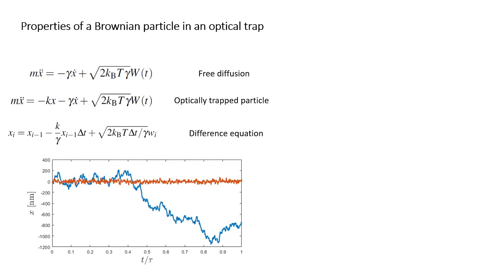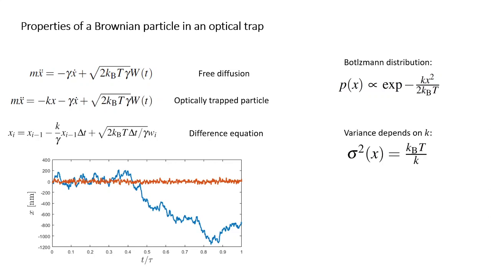Some of the characteristics can be given as follows. The first one is the Boltzmann distribution. The particle will follow the probability distribution as predicted by Boltzmann's law. Another important characteristic, the variance of the particle's position, will depend on our stiffness k, and is given by this formula. And a third important parameter that will be encoded in the trajectories of a Brownian particle that is optically trapped is the position autocorrelation function. We will go into the details of this autocorrelation in the next slide, but this can also be predicted.